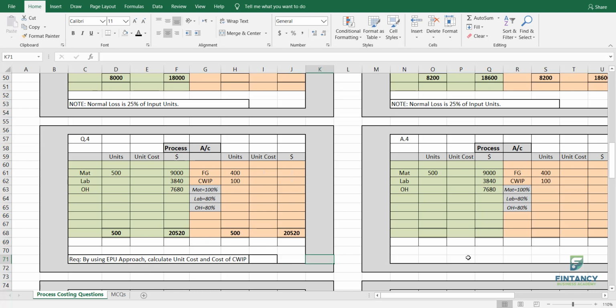So let me show you how to make EPU. EPU means equivalent production units. Let me explain you first what is the idea behind it. So I'm saying you, for example, there are 10 chairs. Okay, there are 10 chairs and they are 80% complete.